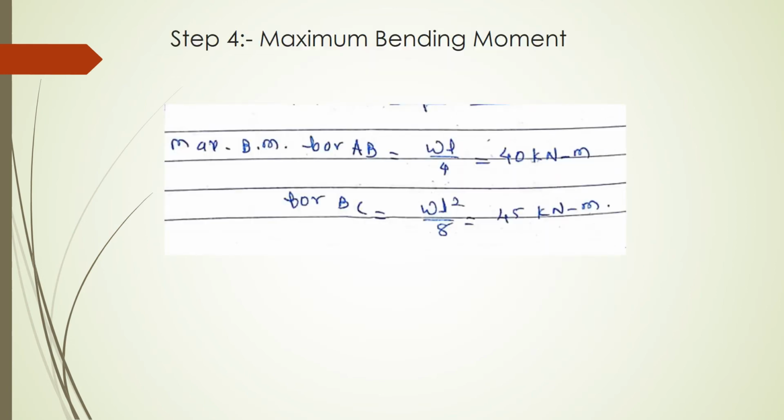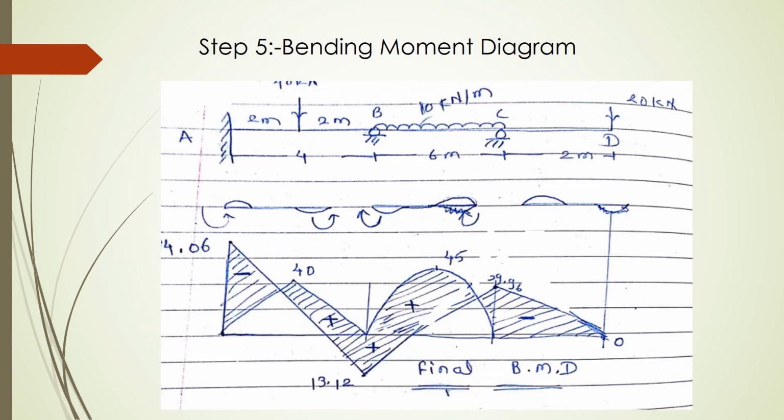The last step is we have to find out the maximum bending moment values for the given span. So AB is point load at the center, WL by 4, and BC is UDL, so it is WL square by 8. So these are the values. And the last step is to draw the bending moment diagram. So this is the bending moment diagram. As we know all the values and loading on the span, we can draw the bending moment diagram like this. Okay. So this is the problem of a continuous beam with the sinking of support.